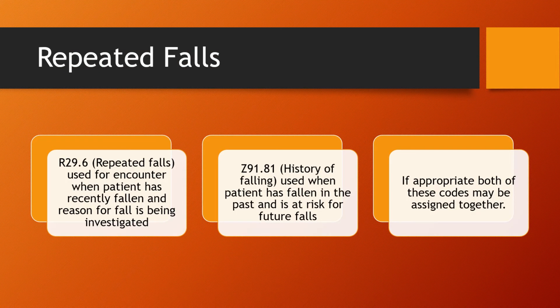Codes for repeated falls. R29.6, repeated falls, is used for an encounter when the patient has recently fallen and the reason for that fall is being investigated. Code Z91.81, history of falling, is used when the patient has fallen in the past and is at risk for falls in the future. It may be appropriate for both of these codes to be assigned at the same time.